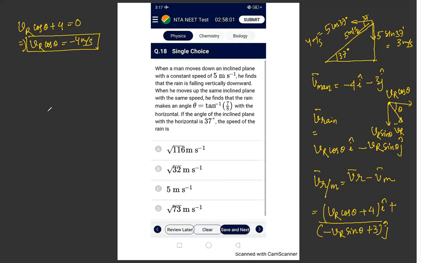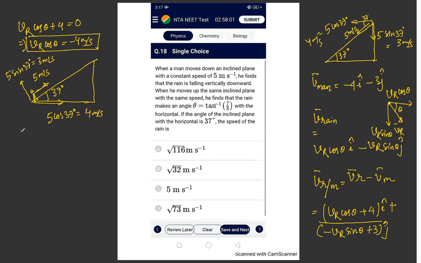When the man is climbing the steps, climbing the inclined plane, this is the case when the man is climbing, and this angle is 37 degrees. The man is going to climb up with a speed of 5 meter per second. Now we are going to break it into two components, one horizontal and the other vertical. So I'm going to write 5 cos 37 degrees, that is 4 meter per second, and 5 sin 37, that is equal to 3 meter per second. Clear to all of you, right?